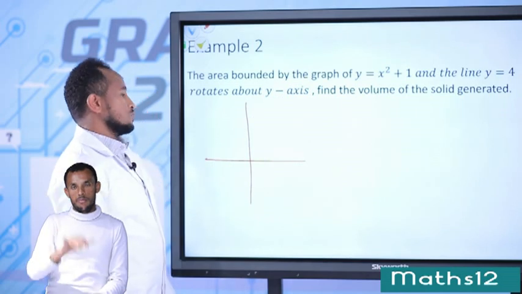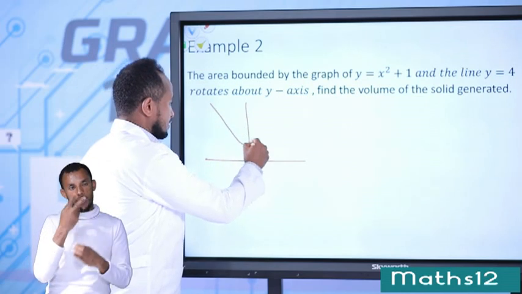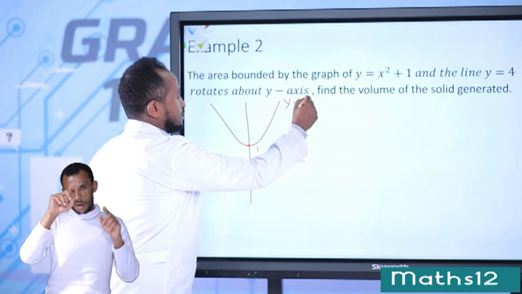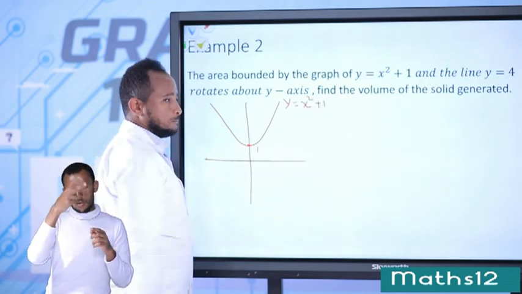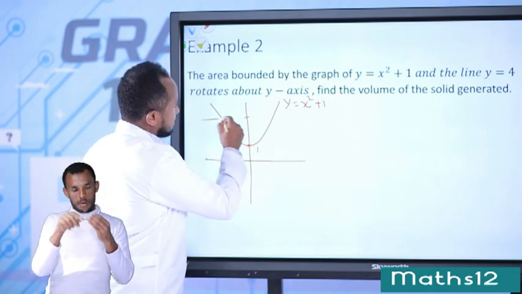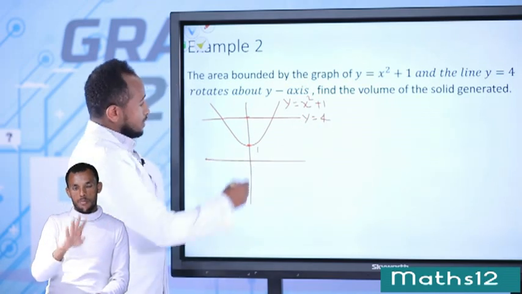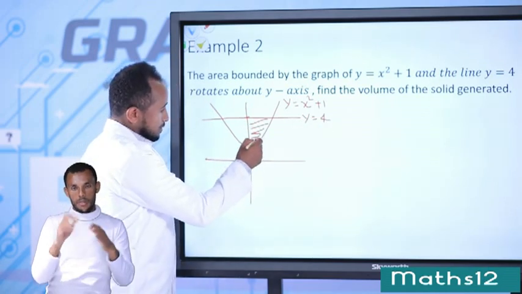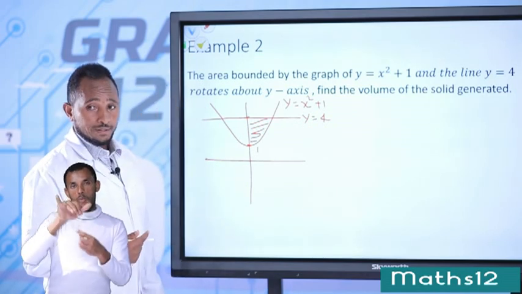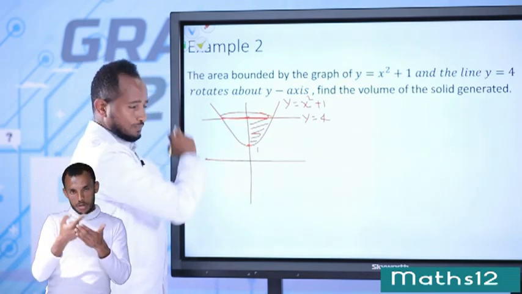Y is equal to x squared plus 1, this part. This is y or f of x equal to x squared plus 1. And y is equal to 4 is around here. So this part is rotated about the y-axis. When this is rotated about the y-axis, you will have this solid region.